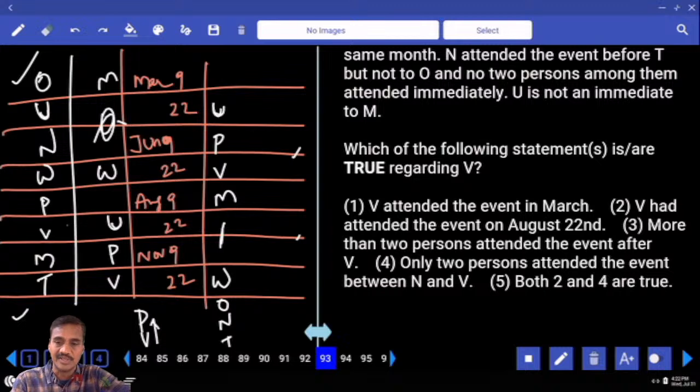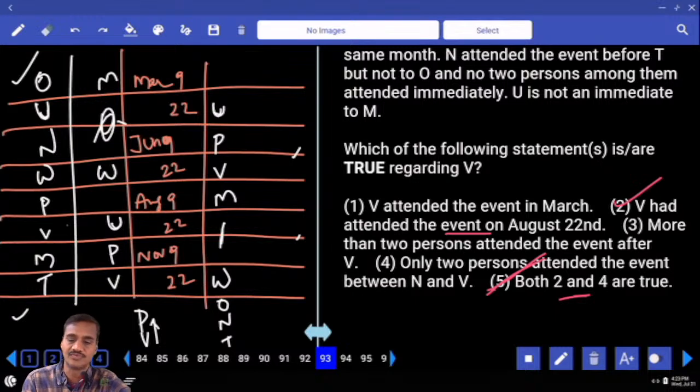We had attended the event on August 22nd. August 22nd, definitely true. Now both 2 and 4, only 2 persons between N and V, and that is also true. Both 2 and 4, choice 5, question number 93. The next one, coming to question number 94.